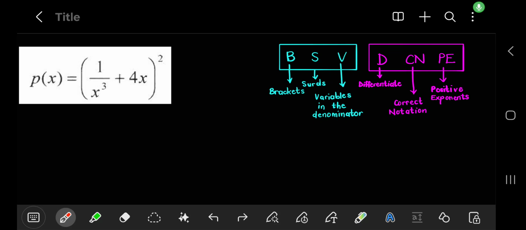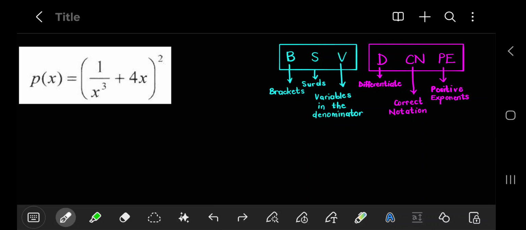We are now on to question 2 of differentiation, and this is what we have. P of x is equal to a bracket that's squared, and inside our bracket we have 1 over x cubed plus 4x. I've included the order of our simplification on the right hand side. I've explained this in the previous video. Just to remind you, your given equation needs to be simplified before you can differentiate. So this is the order that we work in.